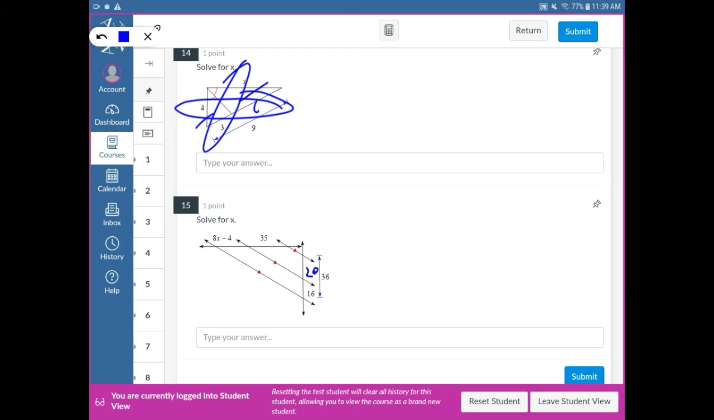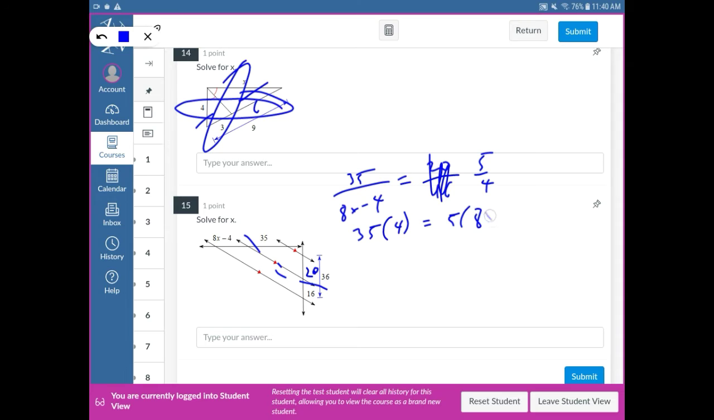So now it's just 35 divided by 8x minus 4 is equal to 20 divided by 16. As usual, you just cross multiply and figure it out. This fraction will reduce to 5 over 4. So then you can start doing your cross multiplication to solve. This is going to get messy, so I apologize. 35 times 4, 5 times 8x minus 4. So 35 times 4 is what, 170? No, 140.